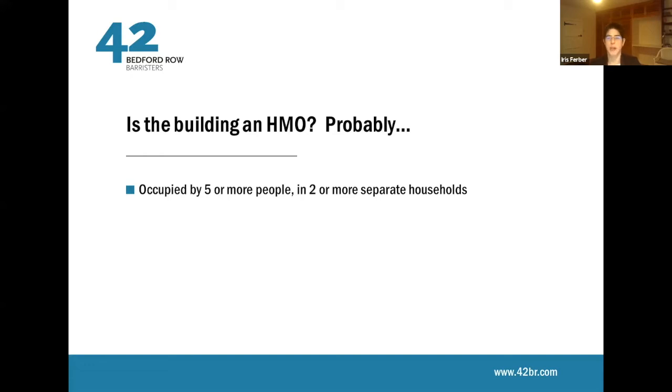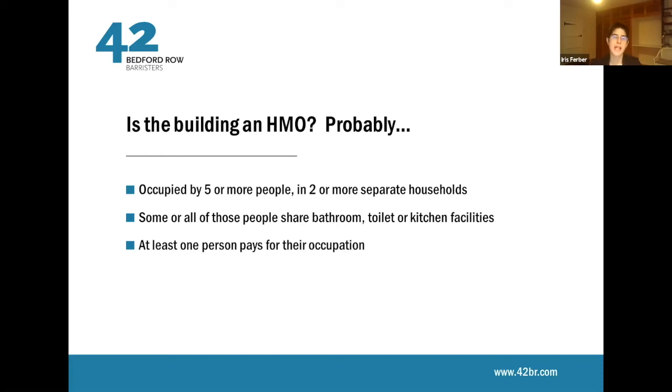Is the building occupied by 5 or more people in 2 or more separate households? Well, for many guardianship situations, that will be the case. There will be 5 or more people in the building, and each of them will be living separately. It doesn't have to be all 5 sharing facilities, but at least 2, there is more than one family unit there that have to share either a bathroom or a toilet or a kitchen or any combination of those facilities. And then is at least one person paying for their occupation. So bear that in mind.